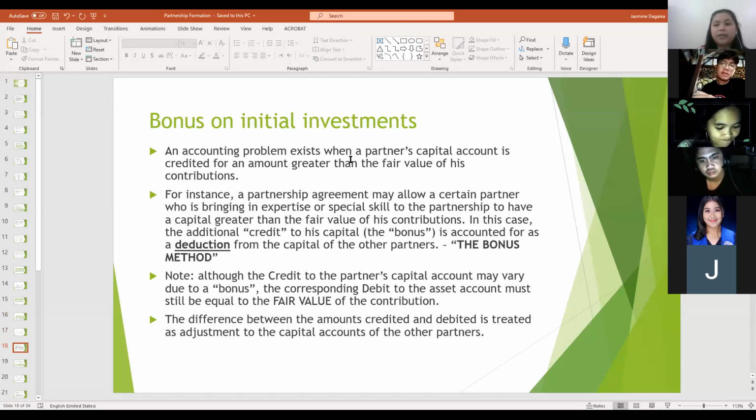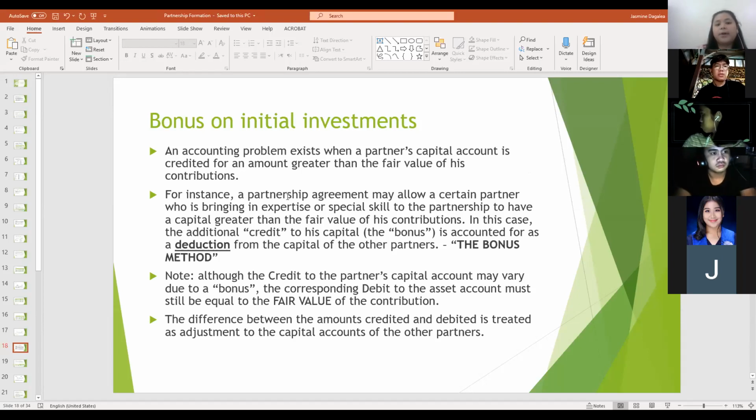Yan. An accounting problem exists when a partner's capital account is credited for an amount greater than the fair value of his contributions. Yan. Pag may agreement between the partners na ganito dapat yung i-credit sa account ko, but yung contribution ko is lower than the amount that will be credited in my capital account. So, may existence ng bonus.